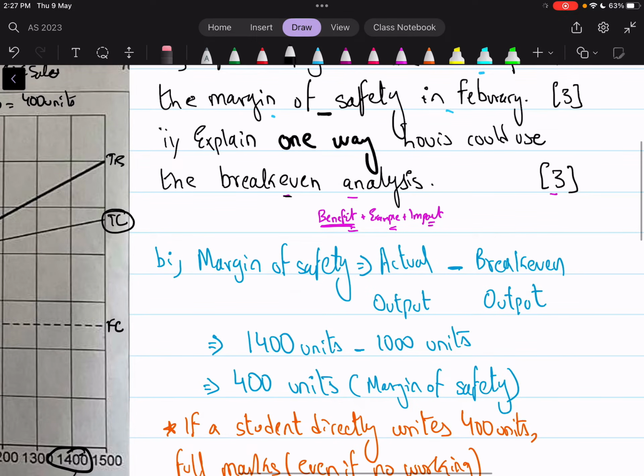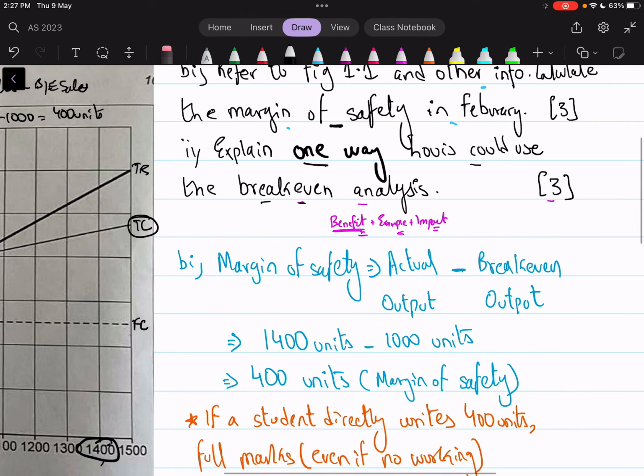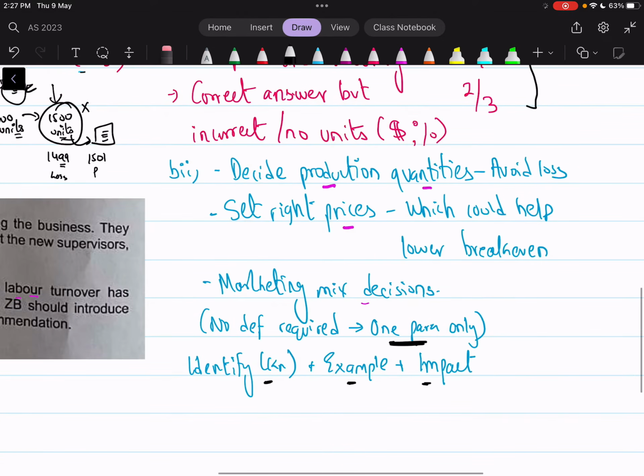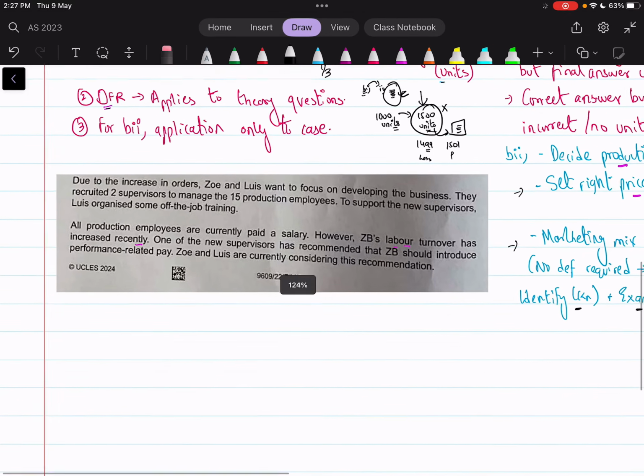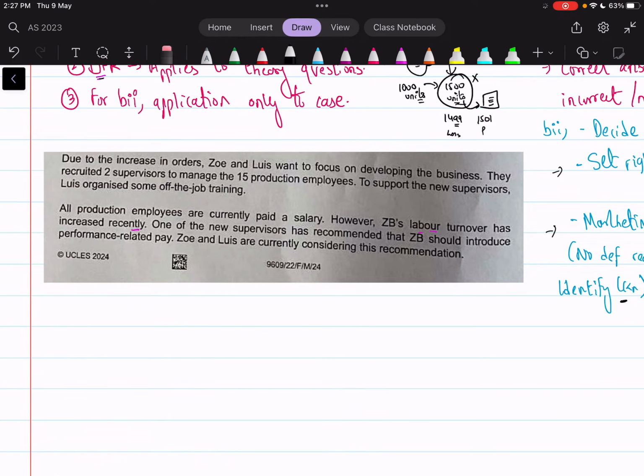So the next part asks you to explain one way Louis could use the break-even analysis. Make points with pencil so that you're able to apply. So I've made a certain number of points, set right prices, helps in marketing mix decisions, and then I need to read the case and apply this theory onto the case. Another insight that I can also provide you with.